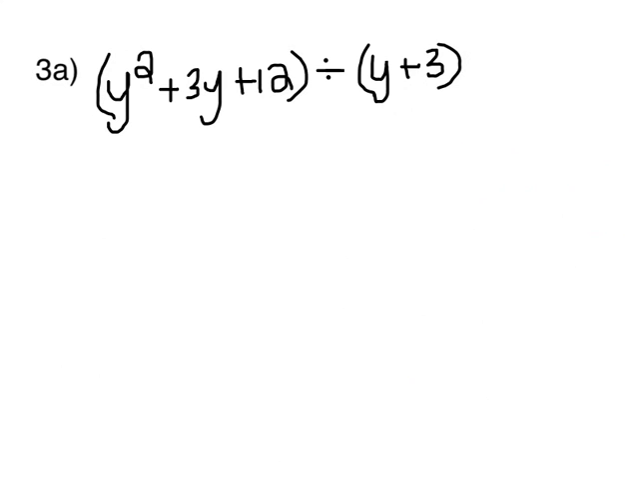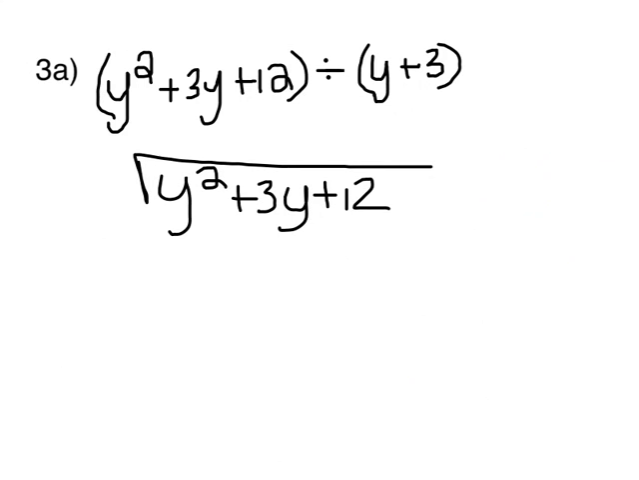Here's another example of dividing a polynomial by a binomial where we'll have to use long division. If you notice the factors of 12, we first look at the factors of 12 for factors that add to 3. So we have 12 and 1, 2 and 6, 3 and 4. None of these add to 3, so we'll have to use long division. Set up our long division. We have y squared plus 3y plus 12 divided by y plus 3.